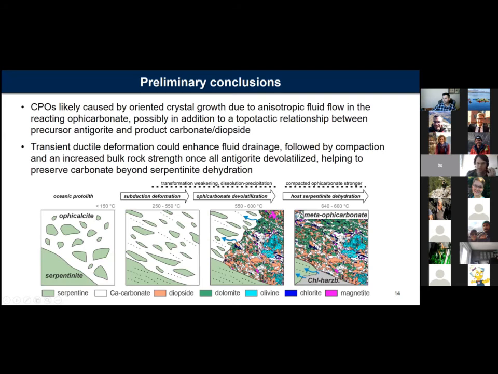Then when this reaction occurred, we have a compacted ophicarbonate rock that has this higher rock strength compared to serpentinite. So at higher temperatures, when serpentinite will dehydrate to Chl-harzburgite, these meta-ophicarbonates may be shielded, less permeable, and fluid may focus along the interface. And so these ophicarbonates may be a mechanism where rheology helps to preserve the ophicarbonate lenses and helps them to be transported further down into the subduction zone, what we also predicted from thermodynamic modeling.